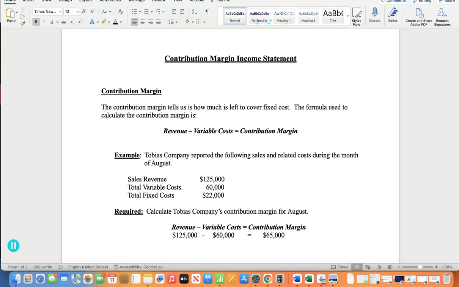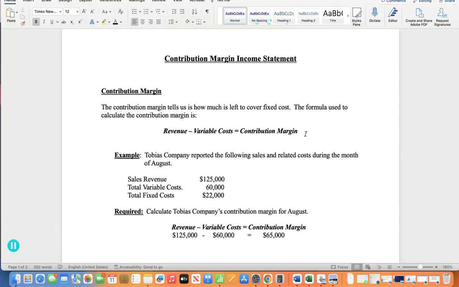In order to calculate the contribution margin income statement, we first need to understand what the contribution margin is. This is the formula used to calculate contribution margin, and that is revenue minus variable cost equals contribution margin. And what the contribution margin tells us is how much is left over to cover any fixed costs that we have. And then once we've covered our fixed cost, we either have net operating income if it's positive or net operating loss if it's negative.